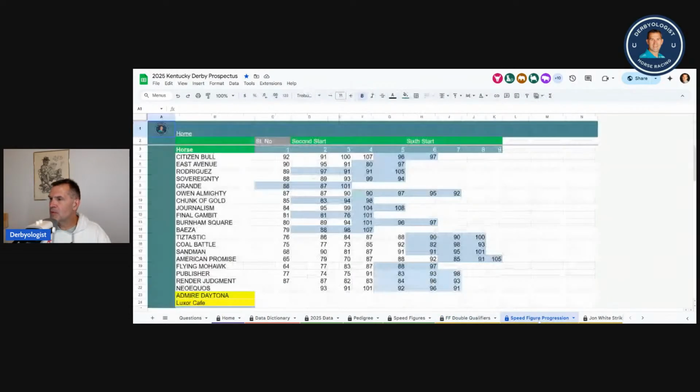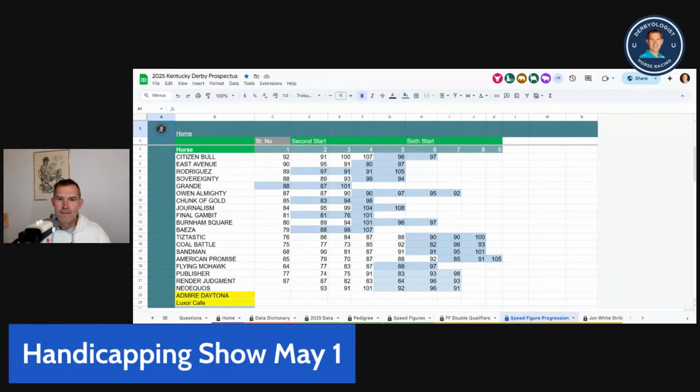Then we got the speed figure progression. This is probably my favorite sheet that I spend the most time on in terms of looking at the speed figures, because again, I don't always look at the fastest speed figure. I look at the days' rest and how many races they've had as a 3-year-old. And then I look at their chance to improve and get a new career top in the Kentucky Derby. So this lists every horse, then their first start, their second start, third start, fourth start, fifth, and sixth.